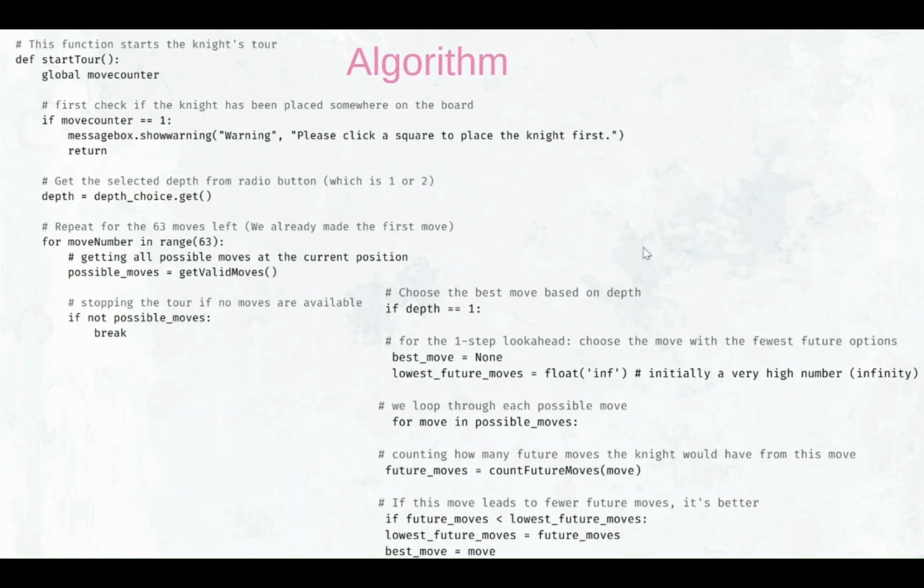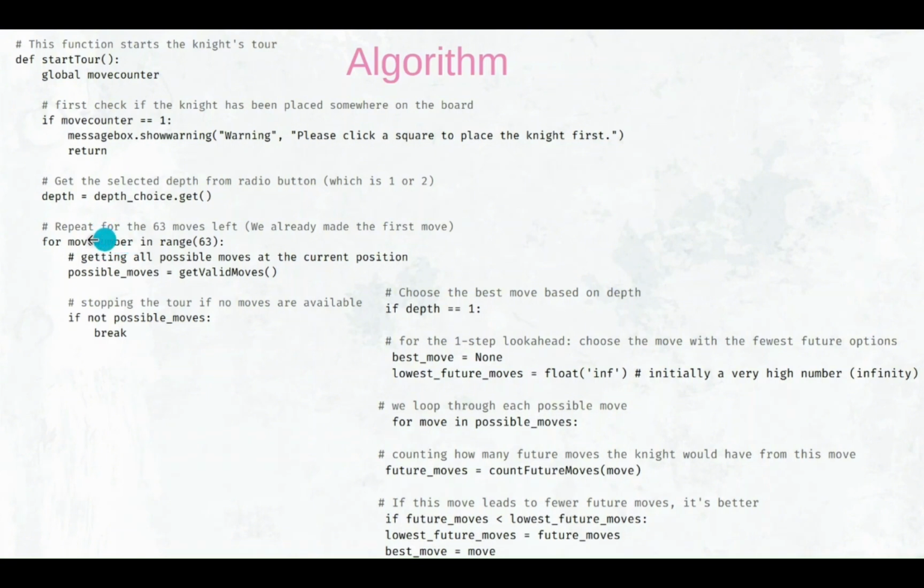Now moving on to the main part of the algorithm, which is the start tour function. The first thing we do is we check if the knight has been placed somewhere or not, and to do that we check if the move counter is still equal to 1. This means that the first move hasn't been made, and it will show a warning. Otherwise, we will continue by getting the depth using the .get function from the radio buttons. Then we will use a for loop to try to go over the 63 moves that are left.